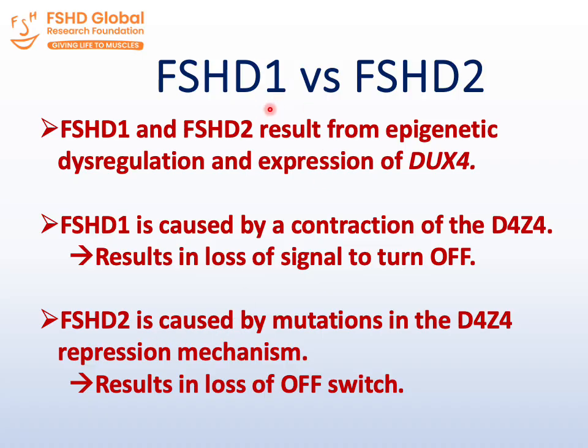All right, so overall, FSHD1 versus FSHD2, they both result from epigenetic dysregulation and expression of DUX4 from the 4q35 D4Z4. Remember, FSHD1 is caused by contraction of the D4Z4, loss of signal to turn off the gene, whereas FSHD2 is caused by mutations in the D4Z4 repression mechanism, and it results in loss of the off switch. Okay, so same end result, you just get there a different way. All right, so there you have it. Different mechanisms to get to the same end result, pathogenic DUX4 gene expression.